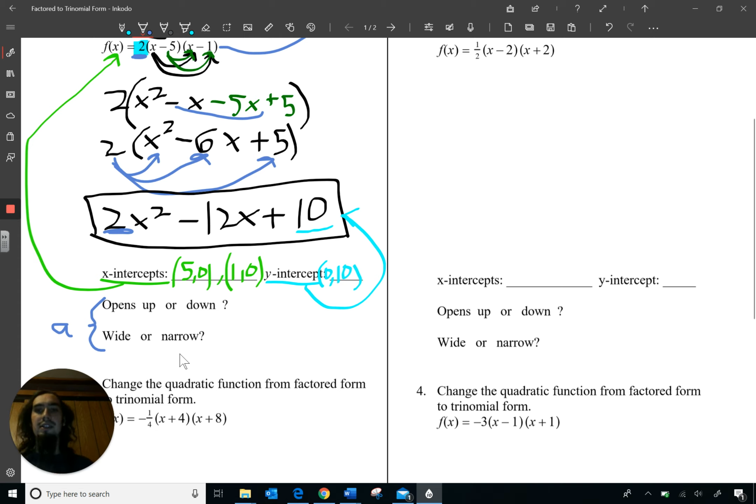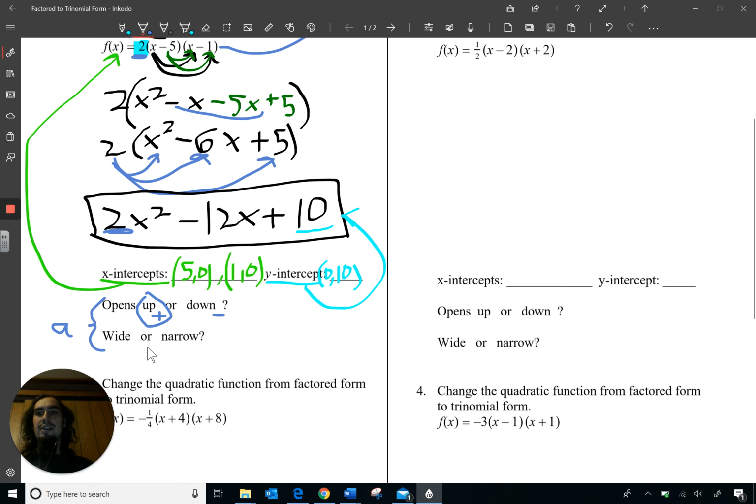And again, I talked about these in previous weeks. It opens up if a is positive, and it opens down if a is negative. So we see 2. Is 2 positive or negative? Well, 2 is positive, so that means we know it opens up. In cases like number 4, where the a value is negative, then we know that it opens downward. And then that's it.